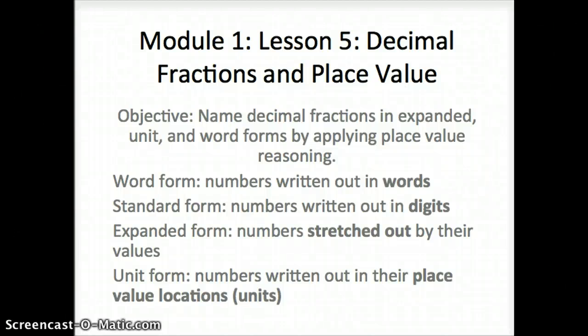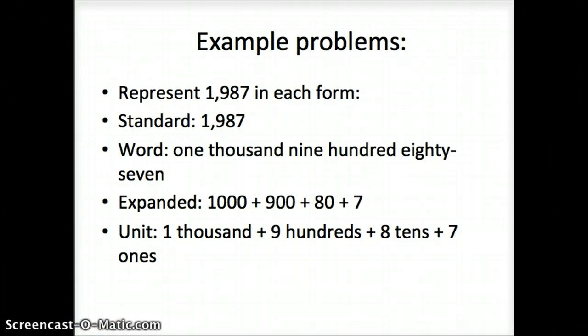This is Module 1, Lesson 5, Decimal Fractions and Place Value. The objective of this lesson is to name decimal fractions in expanded, unit, and word forms by applying place value reasoning. Word form is just as it sounds, numbers written out in words. Standard form is numbers written out in digits. Expanded form is when you stretch out the numbers according to their values, and unit form involves a digit and their place value locations. Let's take a look at a couple of example problems.